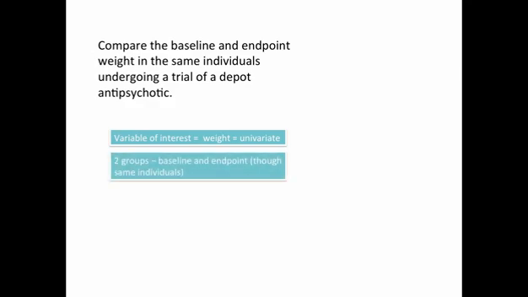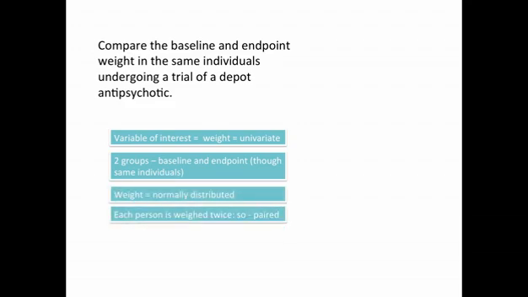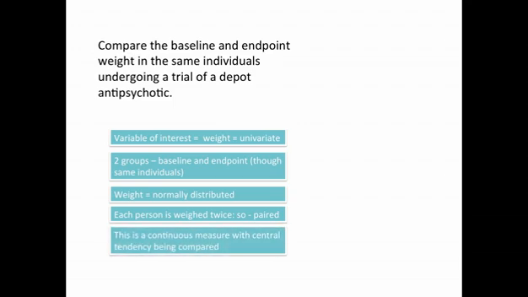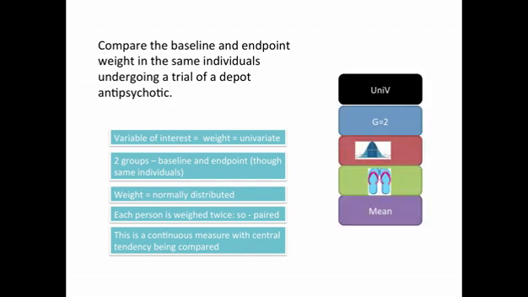Compare the baseline and endpoint weight in the same individuals undergoing a trial of depot antipsychotic. Here, the variable of interest is 1, which is weight. So this is a univariate test that we require. There are two groups, people who undergo measurement at baseline and people who undergo measurement at endpoint, though these two groups are made of the same individuals. Weight can be assumed to be normally distributed. Each person is weighed twice, so this is a paired observation. This is a continuous measure with central tendency being compared. The attached figure explains the answers for the 5 key questions. The answer is paired t-test.